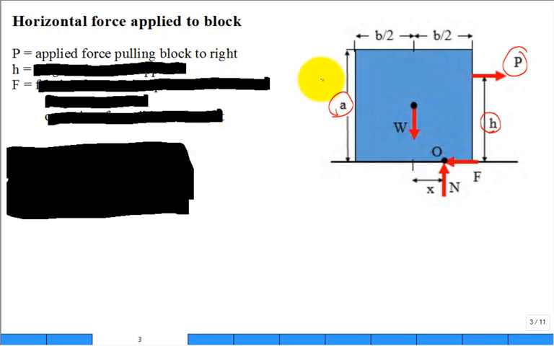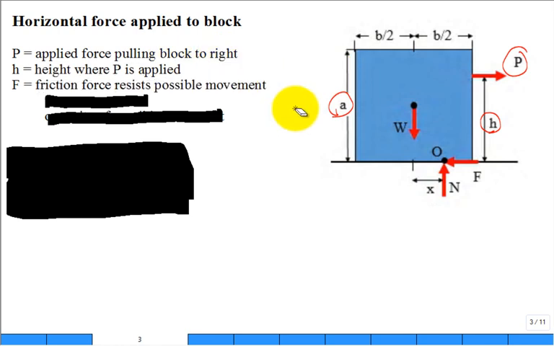Would there really be much difference if it was a pushing force, put on this side? No, not really. And then H is the height at which it's applied. And then what is F down here? Friction. Yes, it's a frictional force. The block doesn't automatically start sliding. There's a frictional force between the bottom of the block and that surface, and it will be in the opposite direction. It's tangent to the surface.